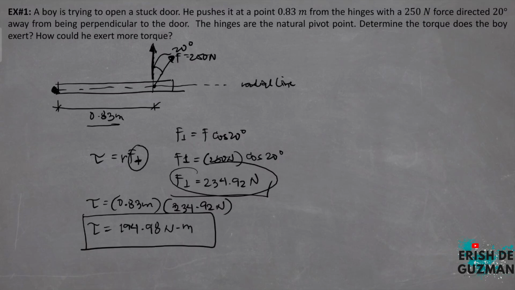The torque depends on how hard the boy pushes, where he pushes, and at what angle. If he wants to exert even more torque, he could push at a point a bit further out from the hinge, so the distance where he applies the force is farther, or he could push exactly perpendicular to the door. Same position of pushing, but applying a stronger force. So this is example number 1.